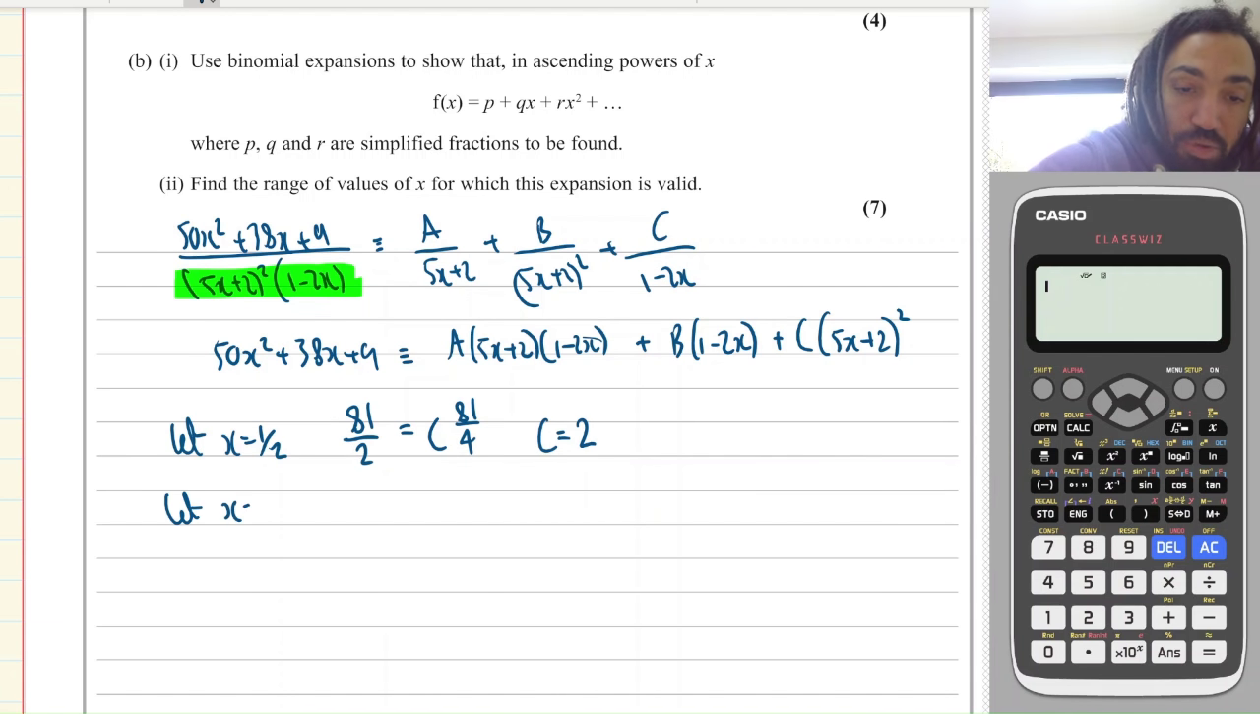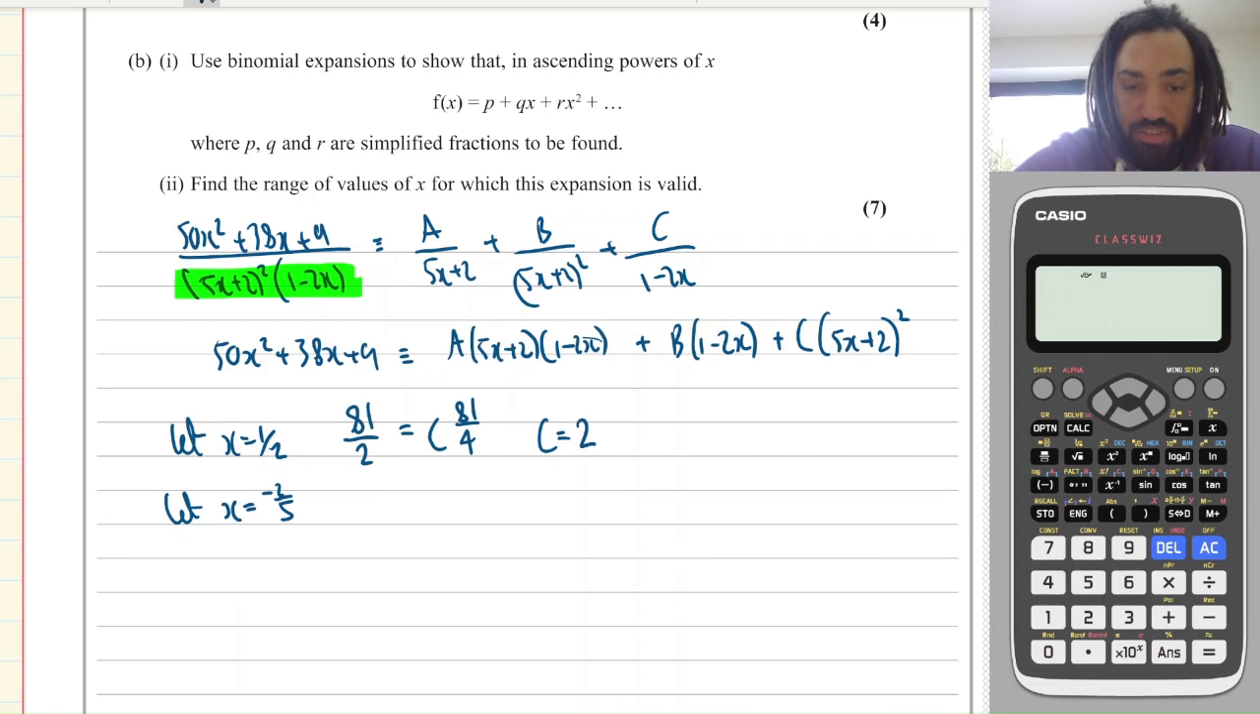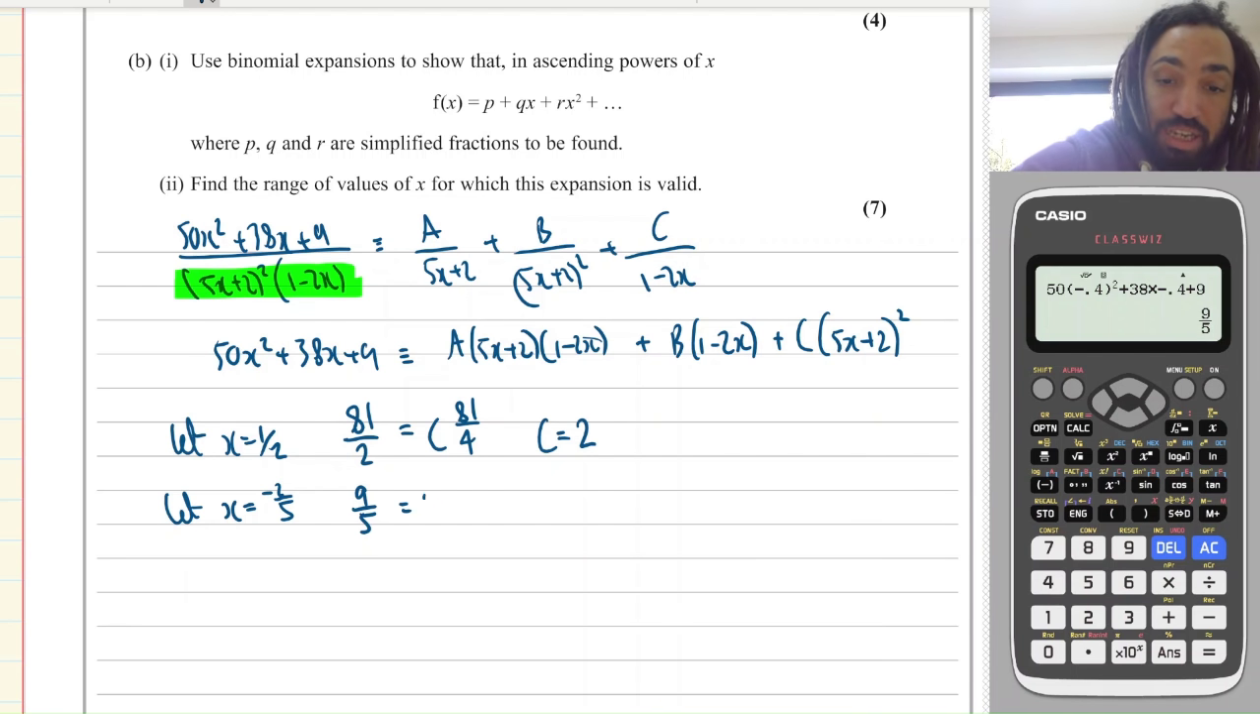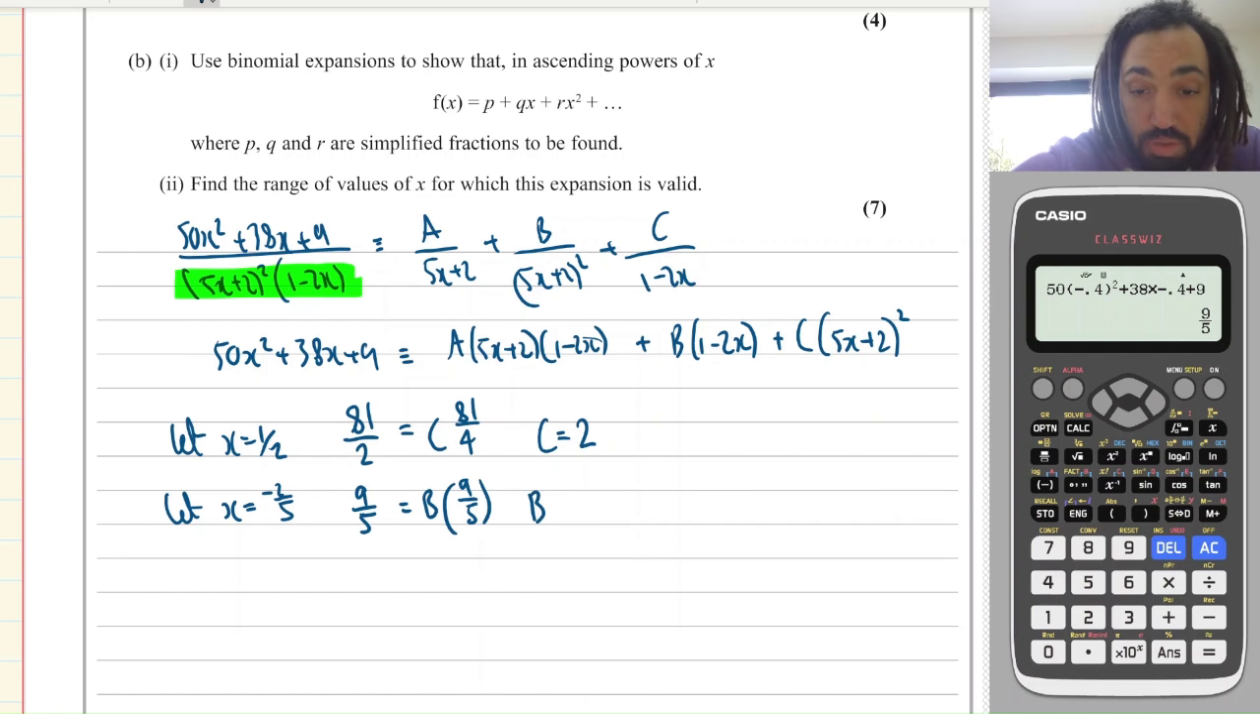Next I'm going to let x equal minus 2 over 5. When I sub that into the left hand side, I end up with, if I can remember, no I can't, I might have to type it in, so 50 minus 0.4 all squared, and then plus 38 times minus 0.4, and then plus 9 over 5, great. And then if I sub it in, the a bracket cancels and the c bracket cancels, the b bracket remains, and I believe that one was also 9 over 5. So therefore b is equal to 1.